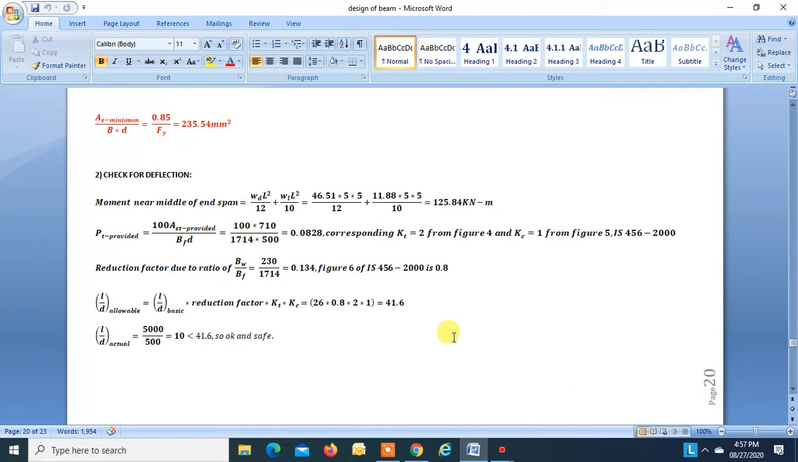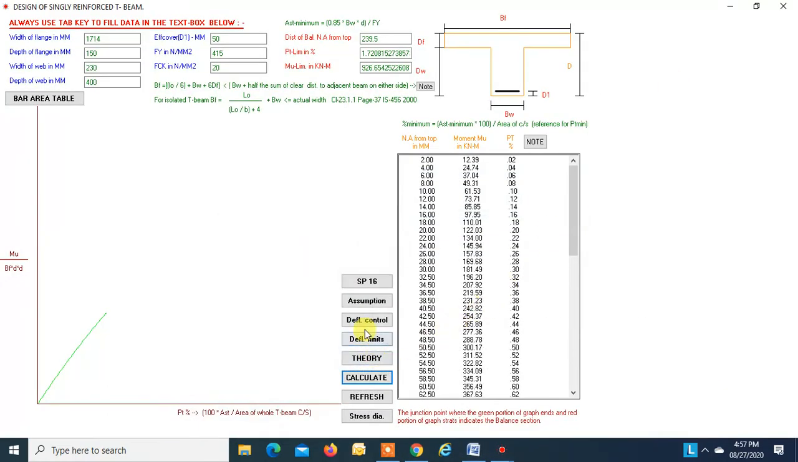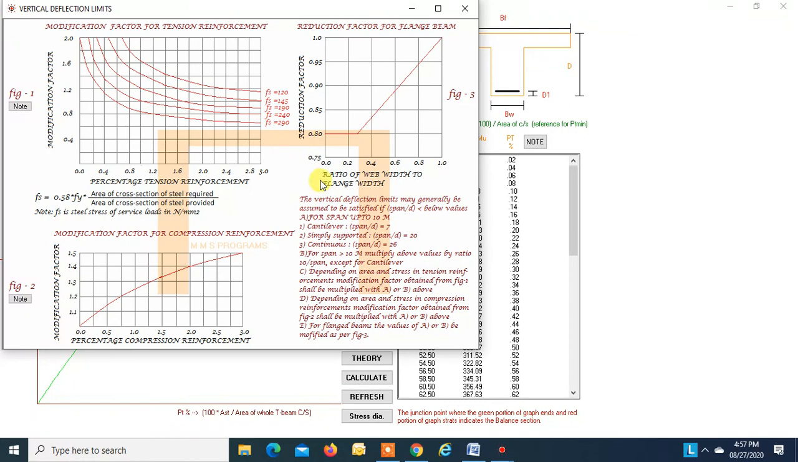Now check for deflection. We will use this graph. This will give us the reduction factor, that is to be multiplied by the L by D basic, for the ratio of web width to flange width. And for finding KT and KC, the procedure remains same as in case for rectangular section.